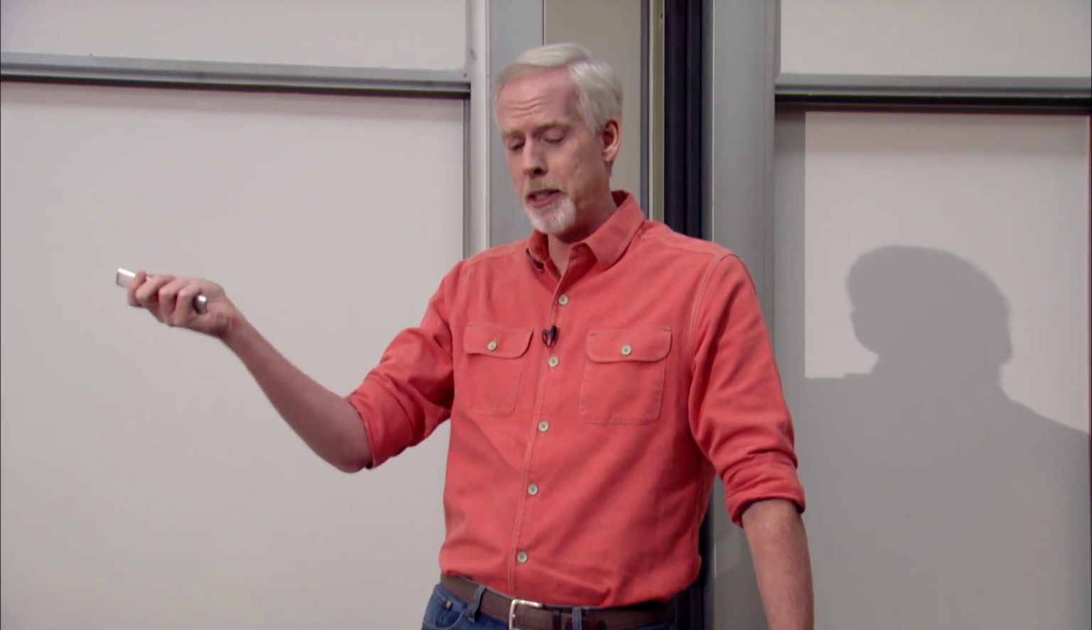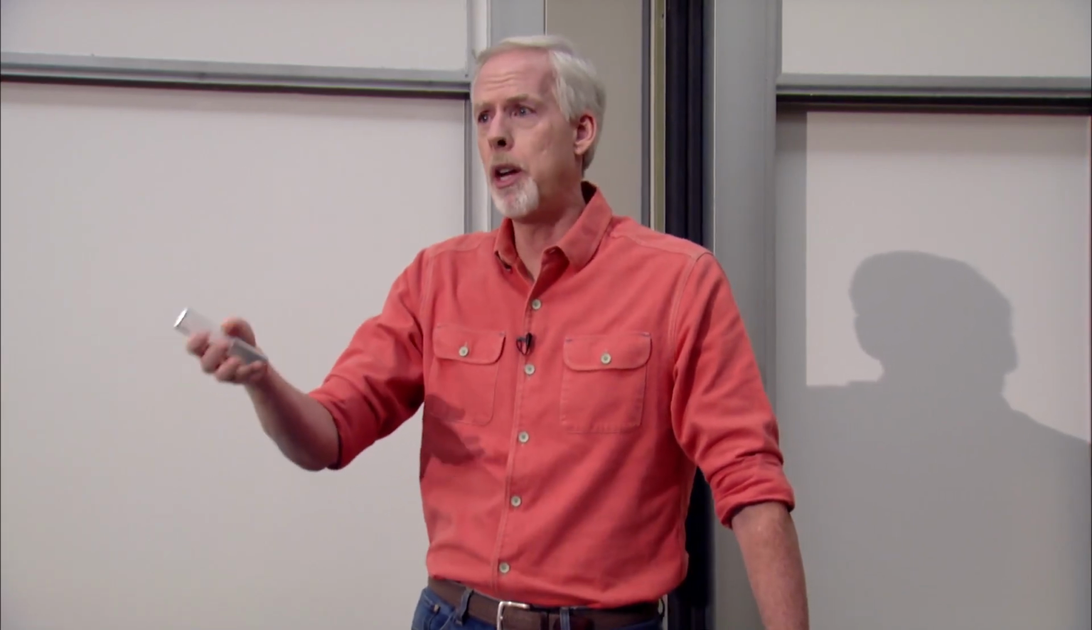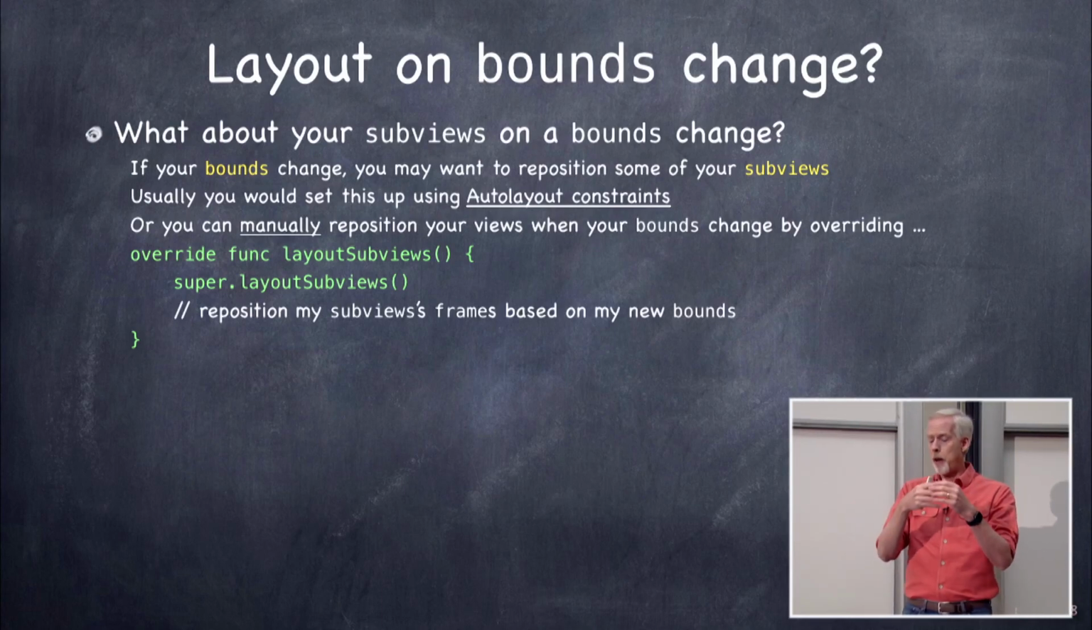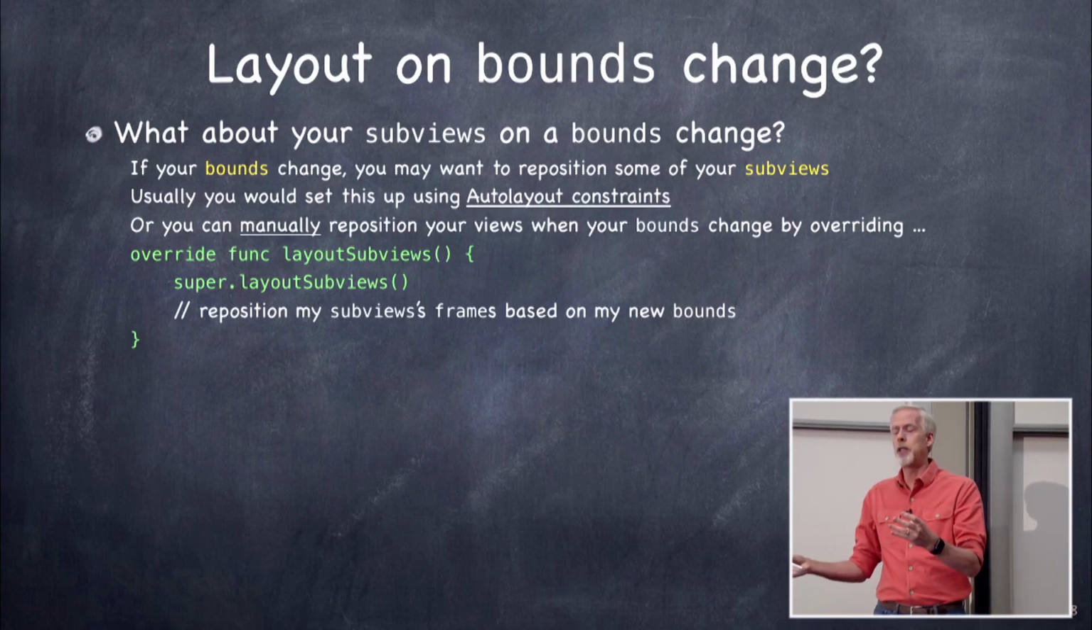In fact, let's go on to the next example, which is what happens if I have subviews and my bounds change? Because this is going to happen in your homework. Some view is going to have a subview which is a lot of cards, your Set cards.